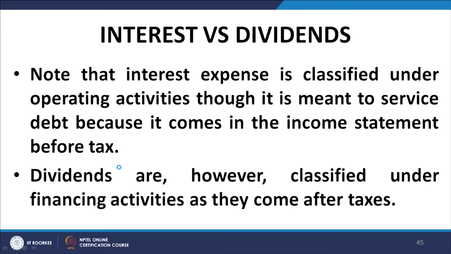Now, interest versus dividends, there is an important difference that I need to highlight. Interest expense is classified into operating activities. Dividends are, however, classified as financing activities since they occur after taxation. Interest expense occurs in the profit and loss account above the line, and therefore it is classified as cash from operating activities portion of the cash flow statement.